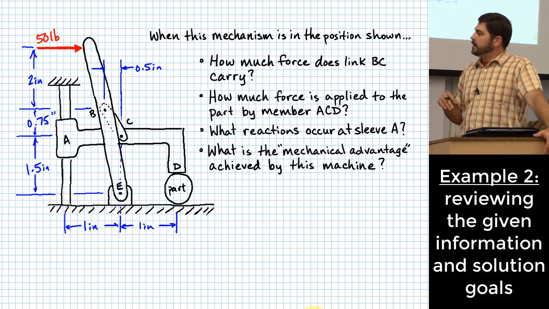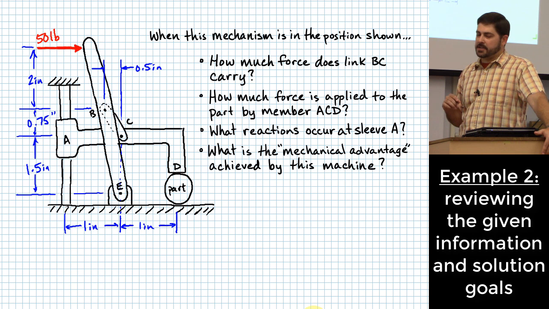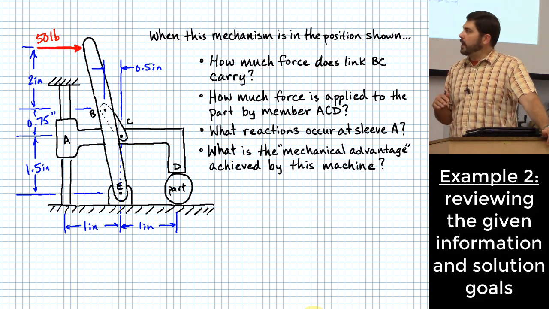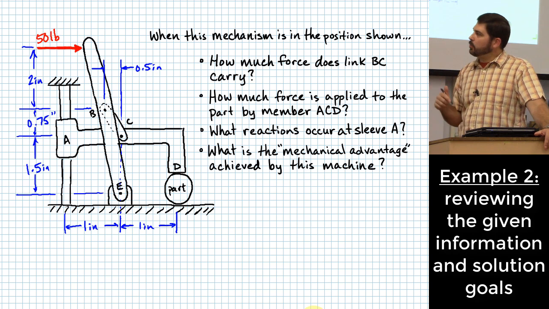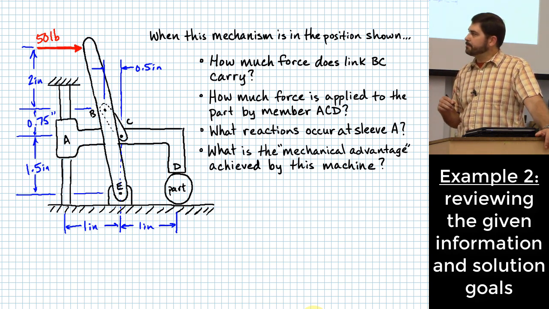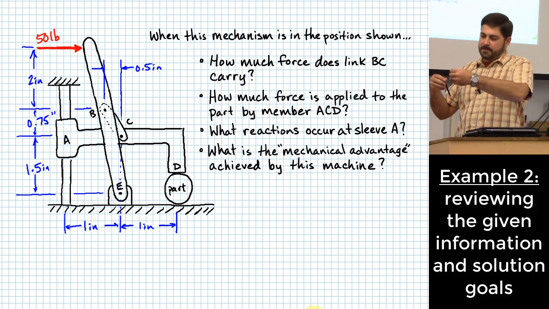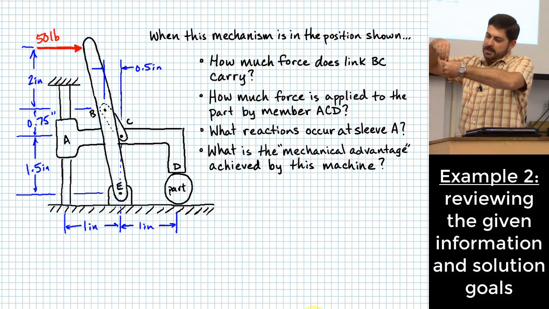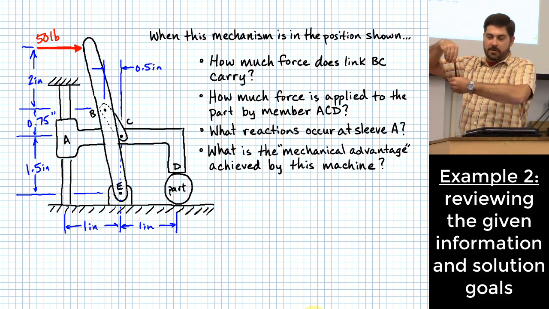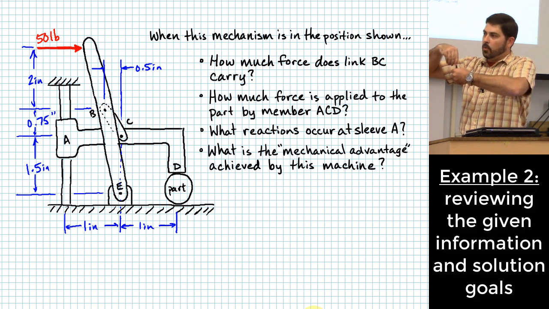And it says we're supposed to find how much force link BC is carrying, how much force is ultimately applied to the part by member ACD, and what kind of reactions might occur at sleeve A. So that actually should be explained a little bit. The way that connection is supposed to be interpreted, where A connects to the part it's touching there, is almost like a cylindrical sleeve, so that it is free to slide up and down along that sleeve. What is it not free to do?